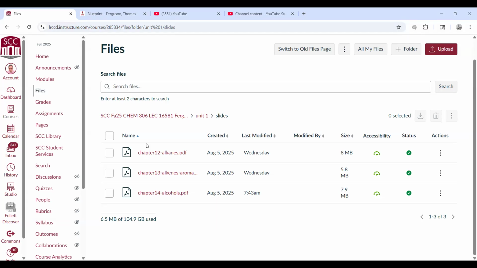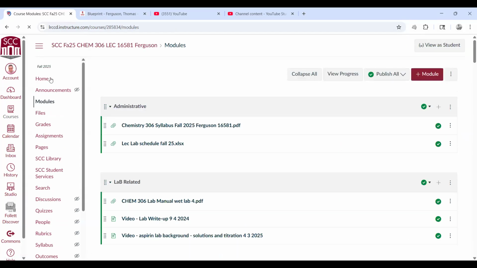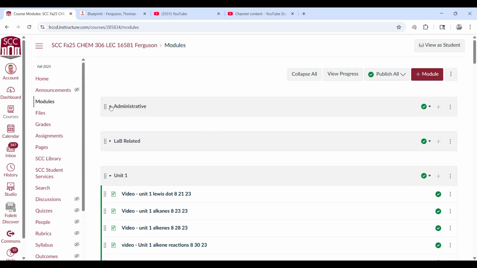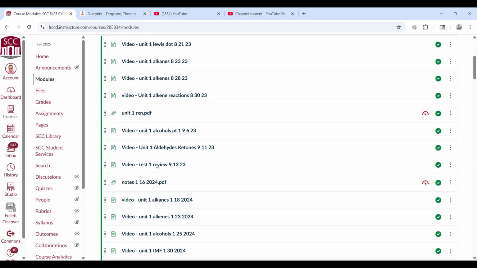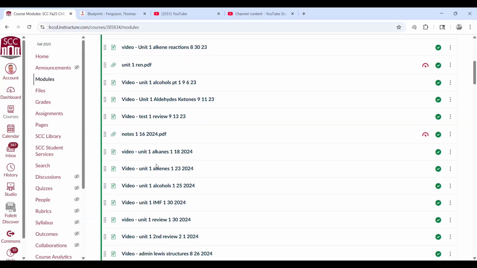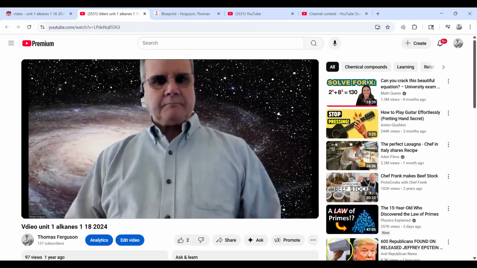So next thing is you need to go over to modules, where all the videos are located. And where are those located? Those are located in Unit 1. Click on the one that says Unit 1 Alkanes. These are all from past semesters. Let's take this one, for example. You click on the link, and it's going to go to the video on YouTube. And there I am in all my glory.